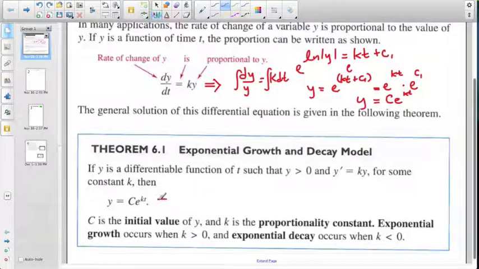And so this then comes up with our general expression for what we call growth if we're talking about positive values of k, or decay if we're talking about negative values of k. So those are the criteria to get us either growth or decay.